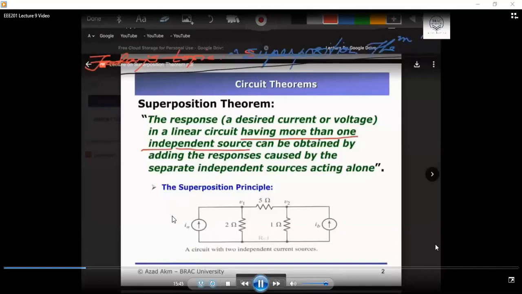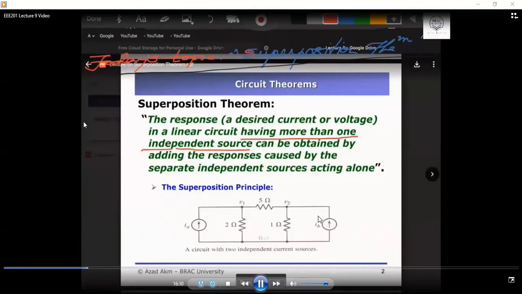How many sources are there in this circuit? Two sources, and these two sources are what? Two current sources. Yes, two current sources are here. So this is a circuit where you have more than one source, so you can apply the superposition theorem on it. This is the fundamental thing.